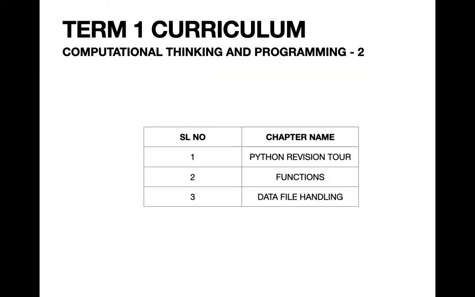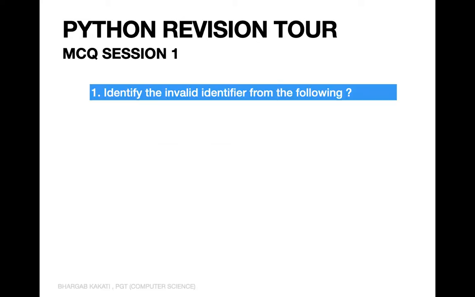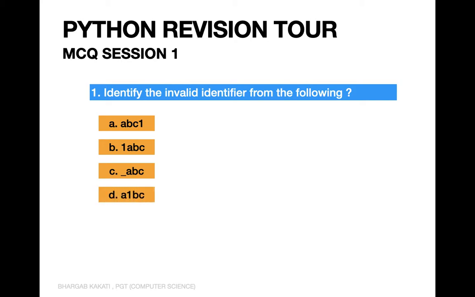This is the syllabus for Term 1, and out of this we are going to discuss 10 questions from the chapter on Python revision tour. So without any further delay, let's get started. The first question is, identify the invalid identifier from the following. The first option is ABC1, second option is 1ABC, third option is underscore ABC, and fourth option is A1BC.